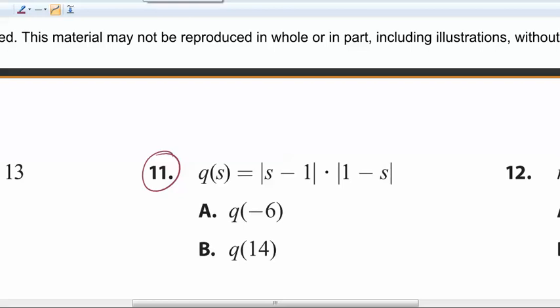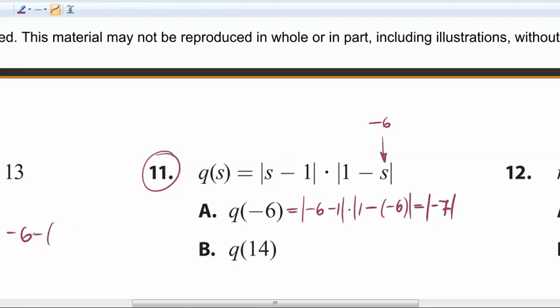Okay, much better now. Q of negative 6 will be the absolute value of negative 6 minus 1 times 1 minus negative 6. Now this is the trick here, right? Be careful, man. When you plug in negative 6 instead of s, make sure not to lose any of the negative signs. And this equals what? Well, negative 6 minus 1 will be negative 7, right? Because you're adding the opposite.